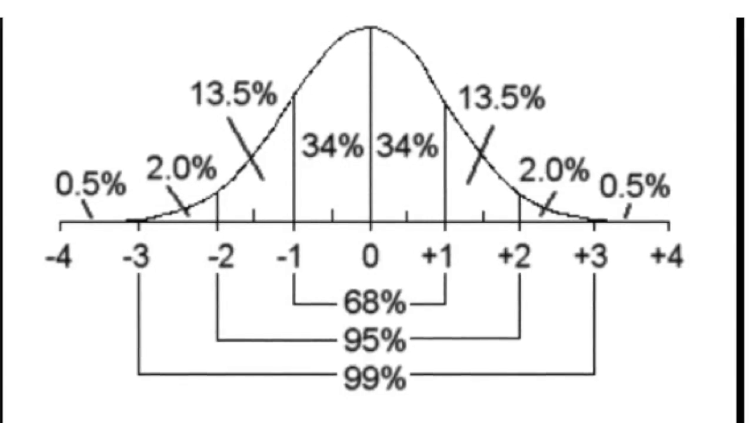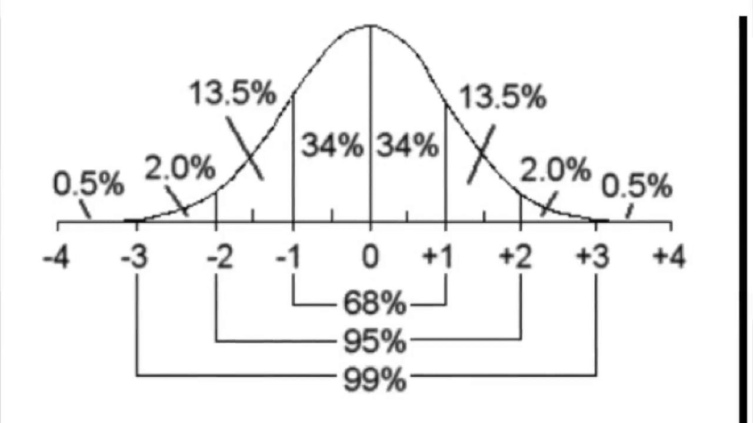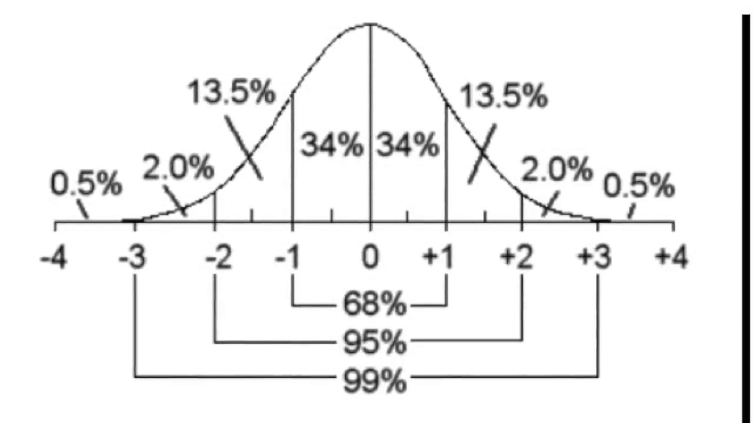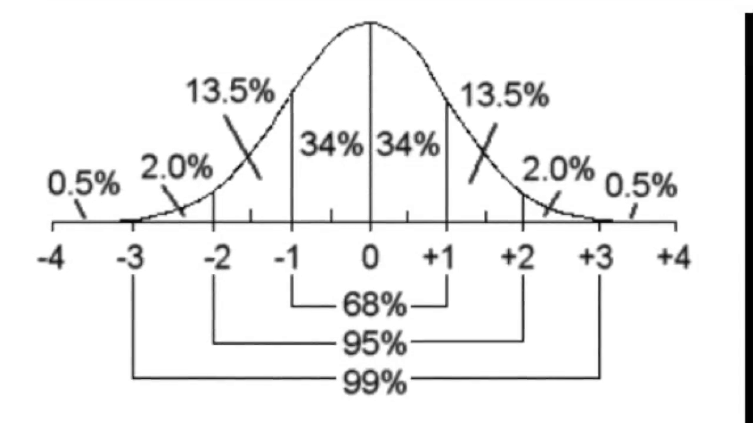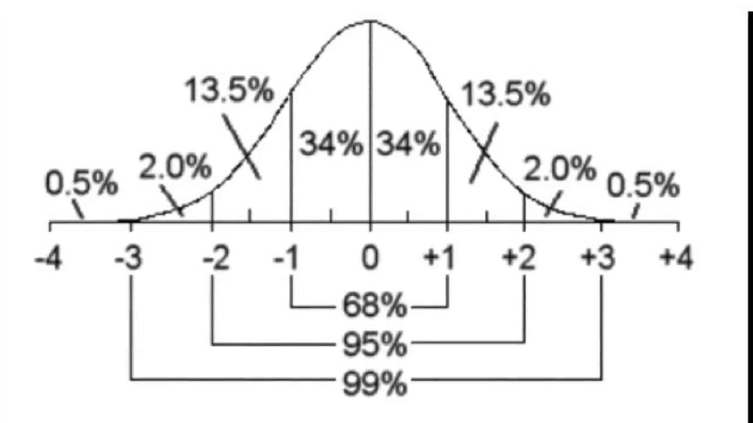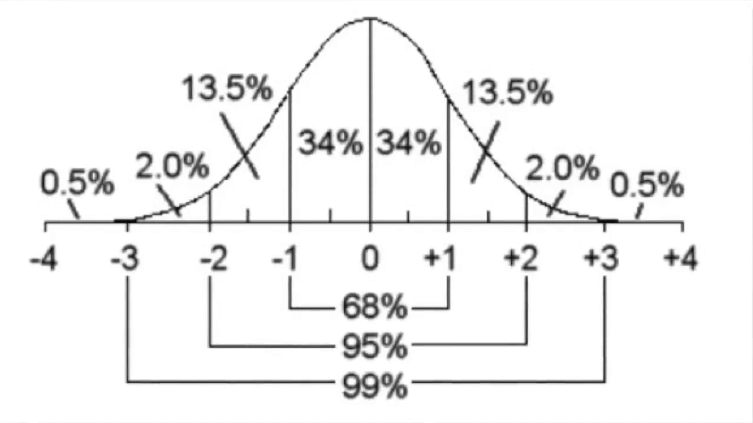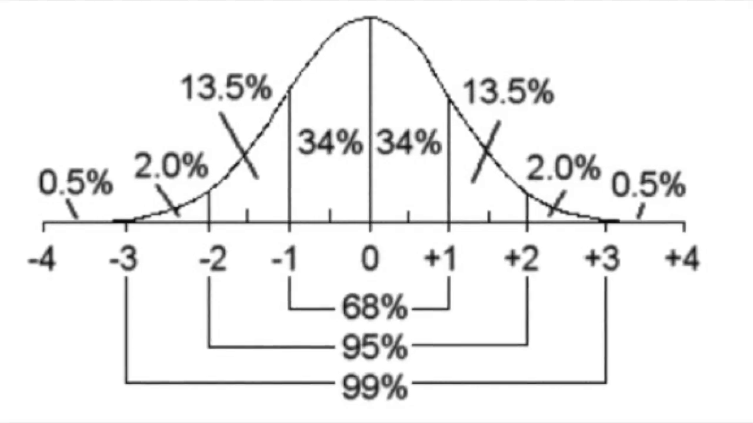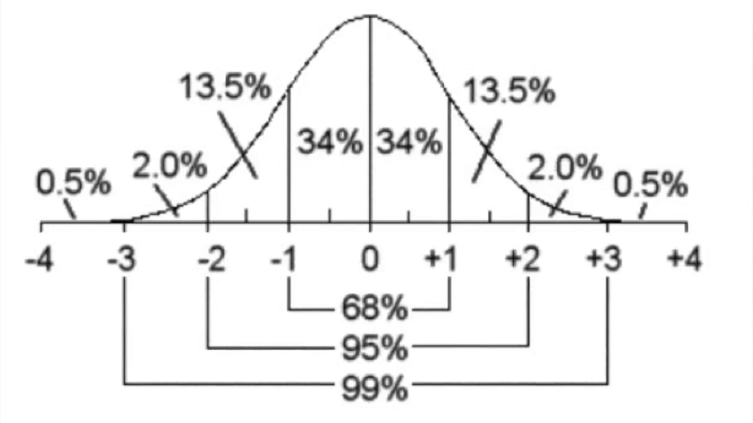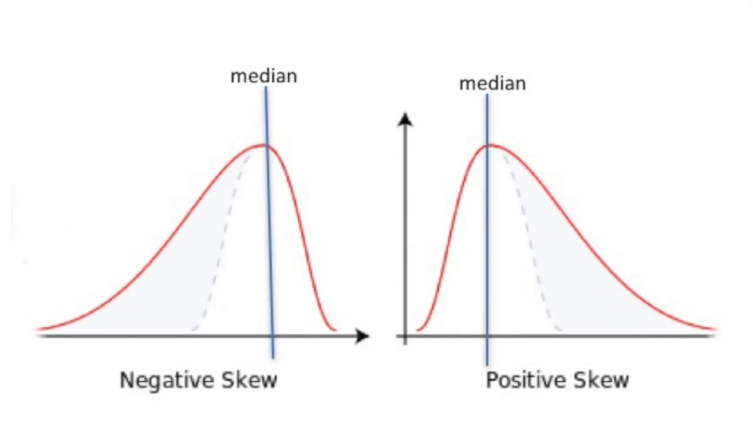For example, on the Wechsler Intelligence Scale, the mean is 100 and the standard deviation is 15. That means approximately 34% of students have intellectual functioning between 100 and 115, while 68% of students have IQs between 85 and 115.